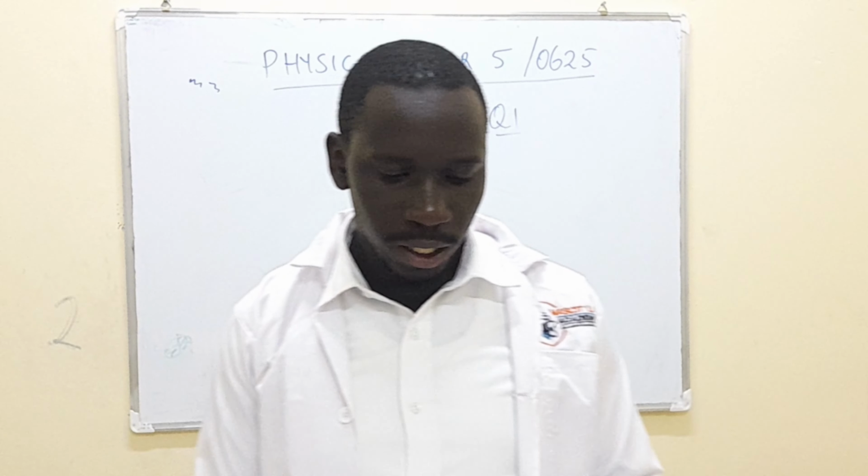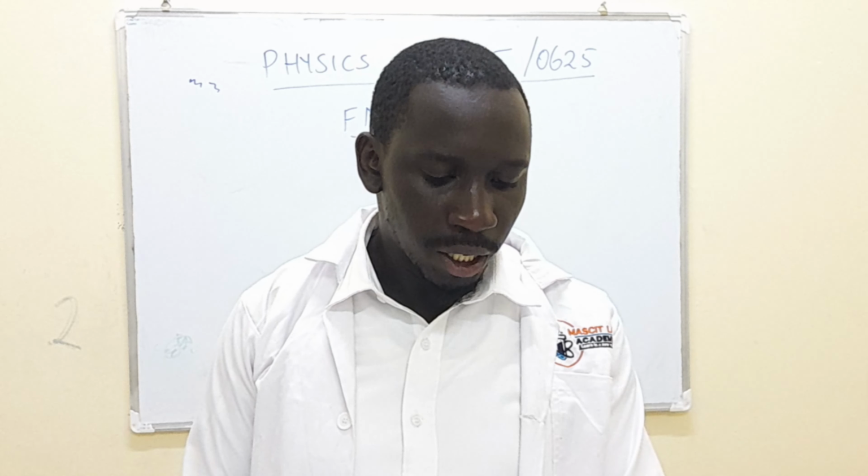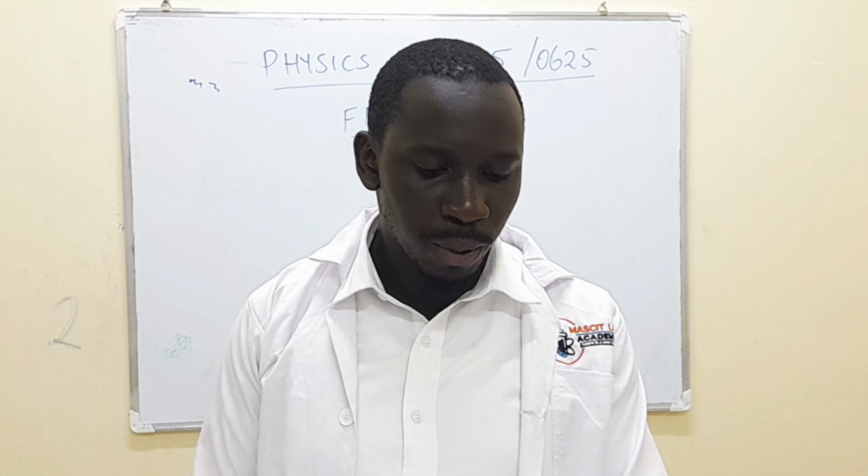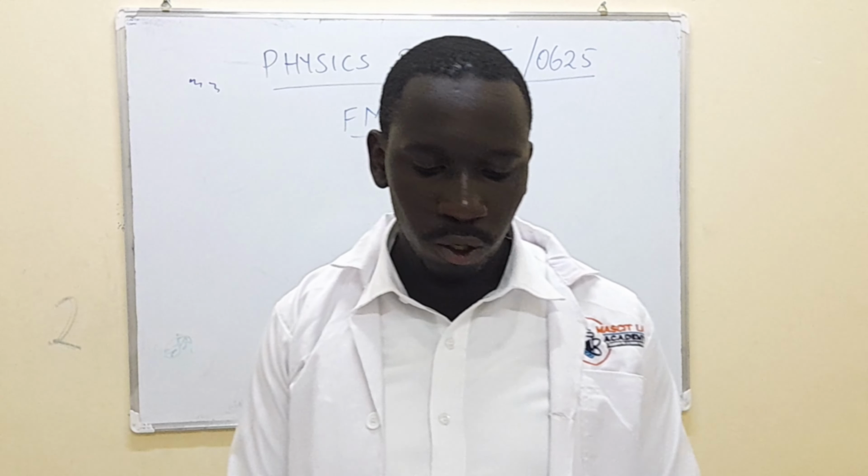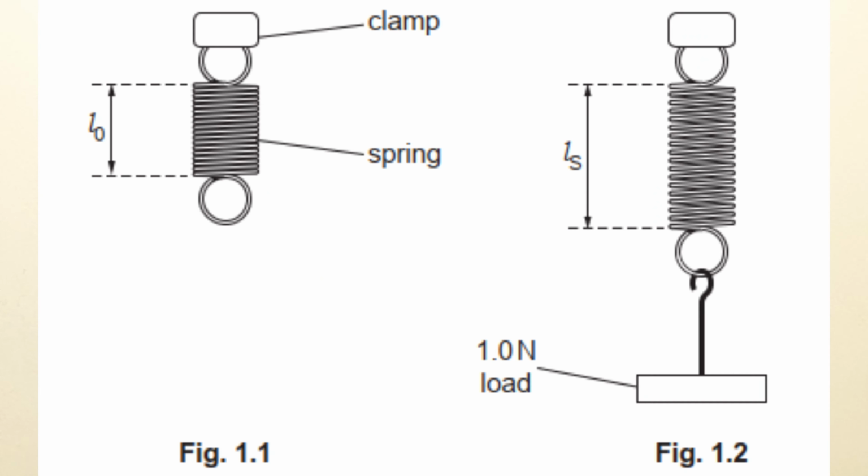So let's start. In this experiment, you will investigate the extension of a spring and use it to determine the weight of the meter rule. The spring has been set up for you. Carry out the following instructions. So we have figure 1.1, as you can see, the spring is there. And then figure 1.2, there is a load that has been put there. That is the diagram you can see.